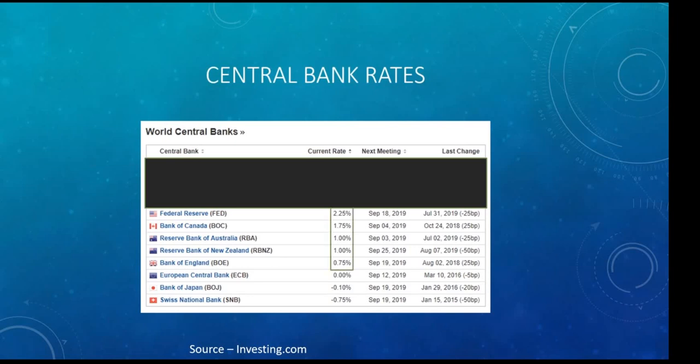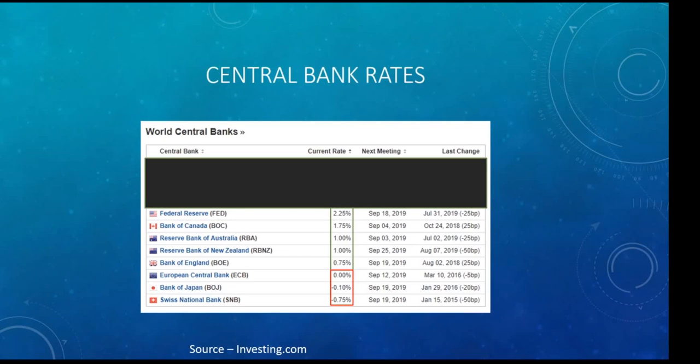Notice that the Fed rates are at 2.25. Okay, Bank of Canada after that, and it escalates down, and then from there we have the ECB, the BOJ, and the Swiss National Bank either at zero or negative interest rates still.